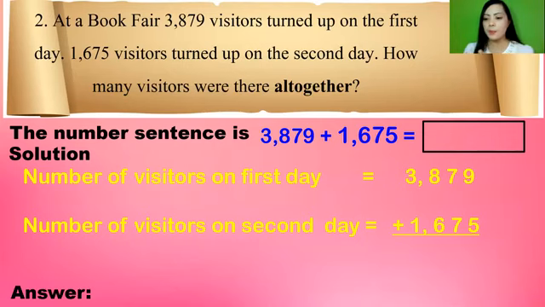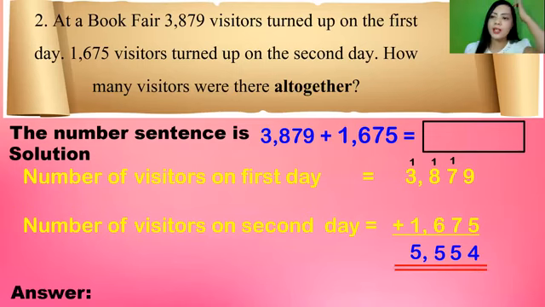Let's start with the ones place. 9 plus 5 is equal to 14. Carry 1 there in the tens place. 7 plus 7 is equal to 14. Plus 1 is equal to 15. So 5, carry 1 right there. 8 plus 6 is equal to 14. Plus 1 is equal to 15. Carry 1 right there in the thousands place. So 3 plus 1 is equal to 4, plus 1 is equal to 5.